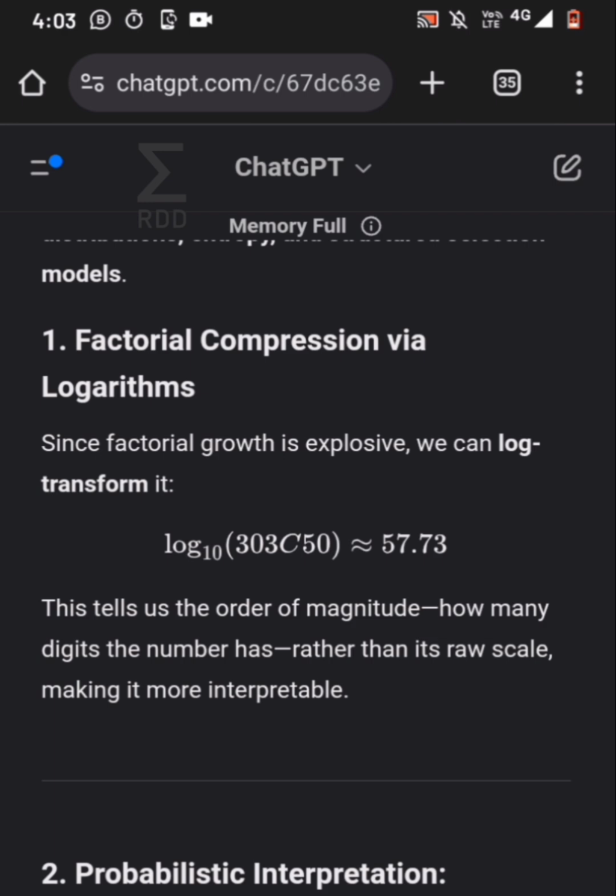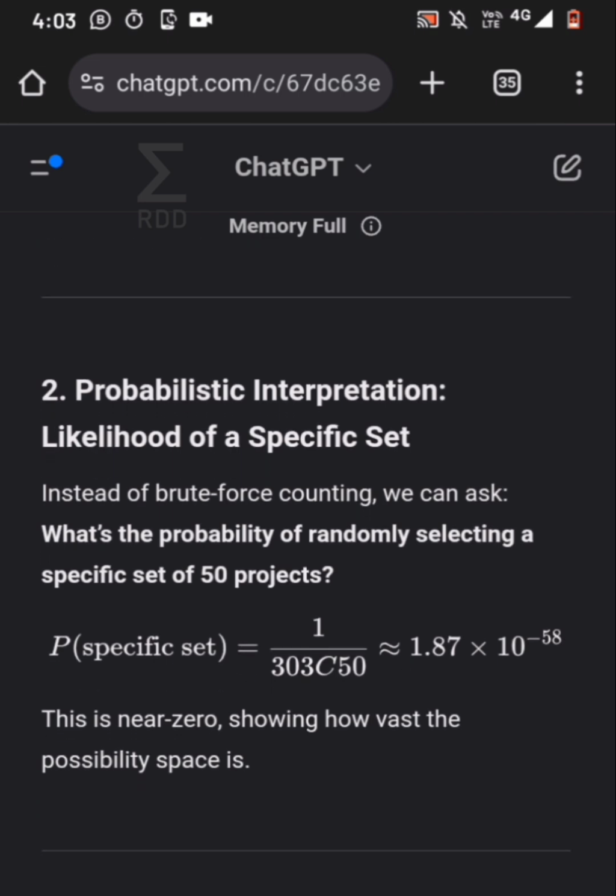2. Probabilistic interpretation, likelihood of a specific set. Instead of brute force counting, we can ask, what's the probability of randomly selecting a specific set of 50 projects? P(specific set) equals 1 over C(303,50), approximately 1.87 times 10 to the minus 58. This is near zero, showing how vast the possibility space is.